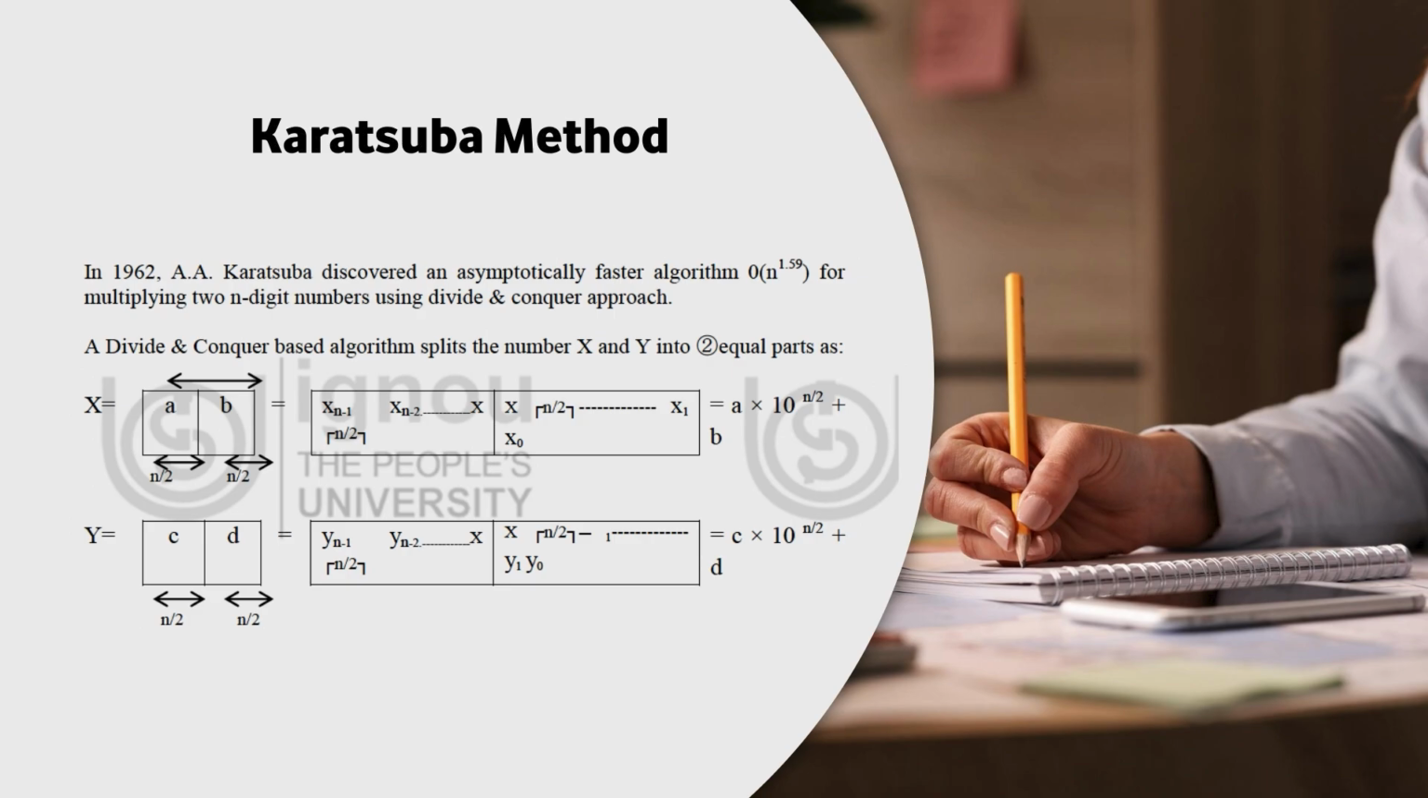For y, you have to perform the same method. Again y is divided into two parts, c and d. So you take y and divide it into these two parts, c and d. If you want to obtain the original number, you multiply c by 10 raised to power n by 2 and add d, and you will get the same number y.